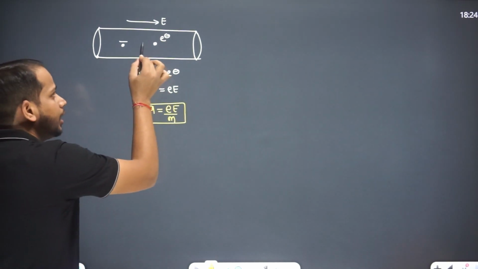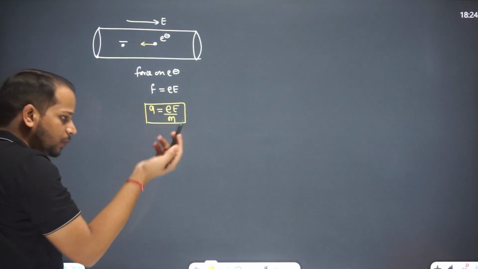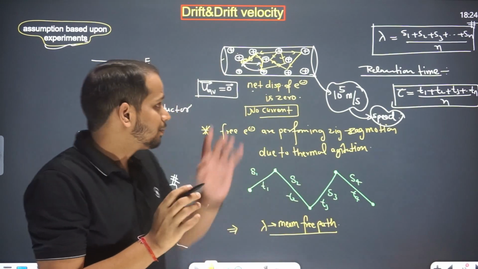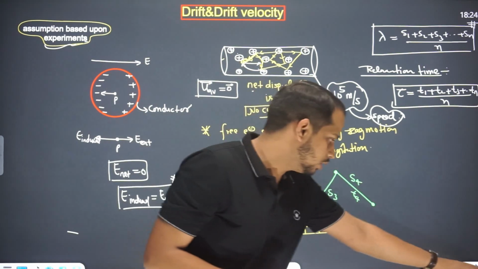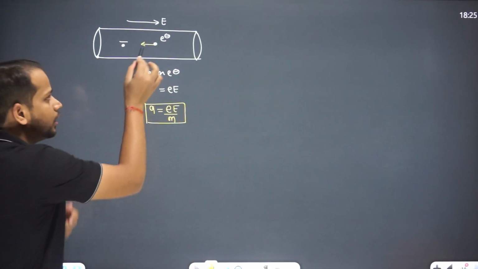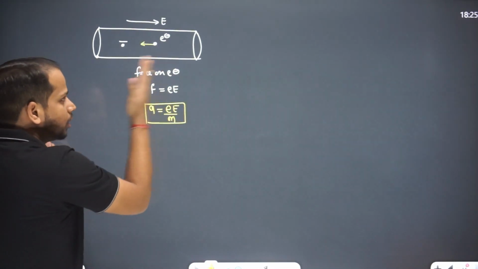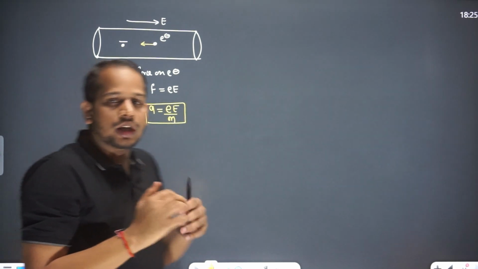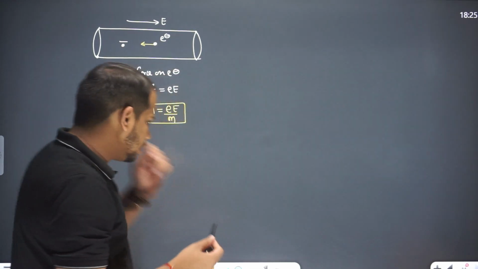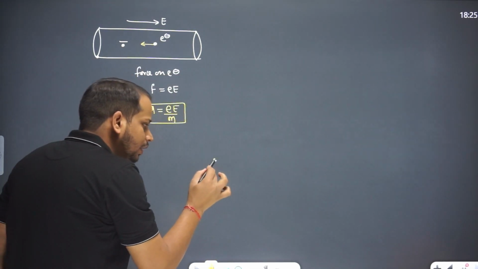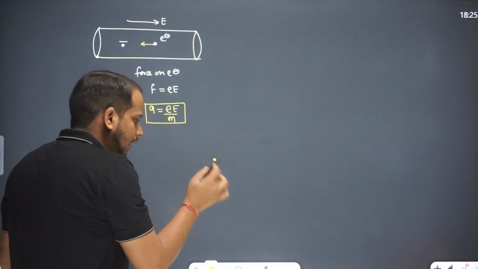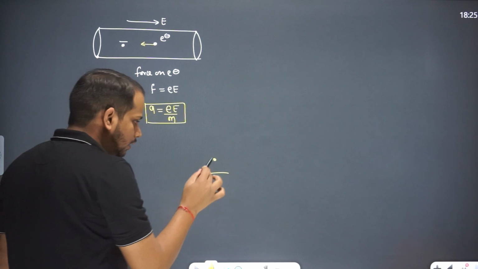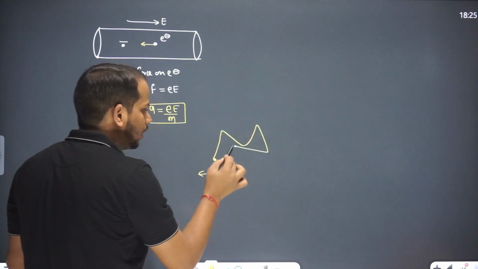Before this, there was no external acceleration acting like this, and that's why the net displacement is zero. But in this case, when a force is acting, the electron is slightly shifted over here. How is it shifted? Due to the external electric field, right? Let's see what is happening. This is the electron we have, and an external force is acting over here due to the electric field. So it is just traveling like this. Let's assume it is traveling like this.